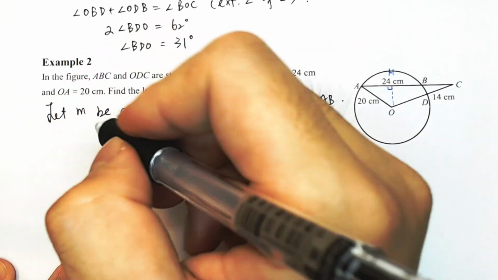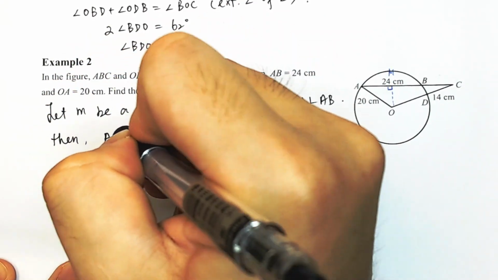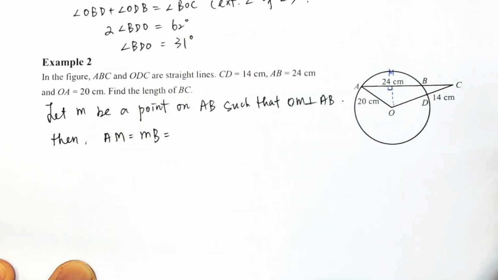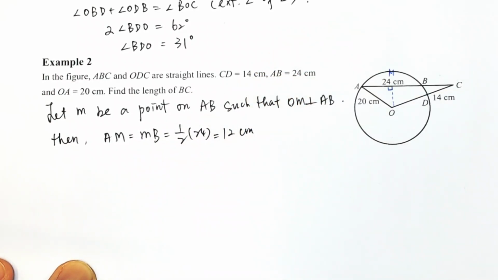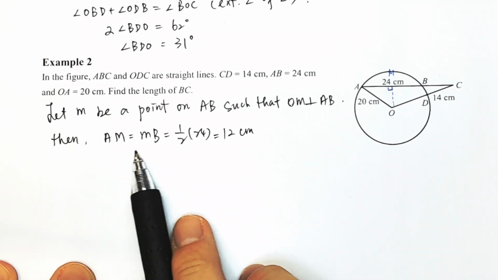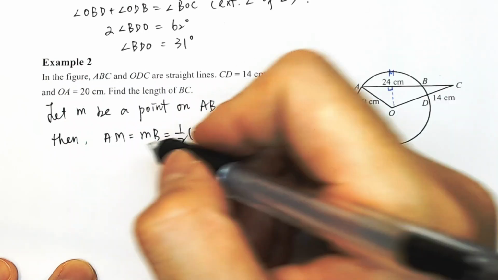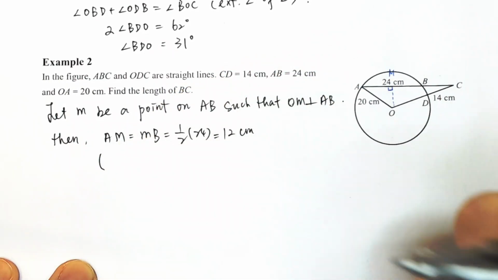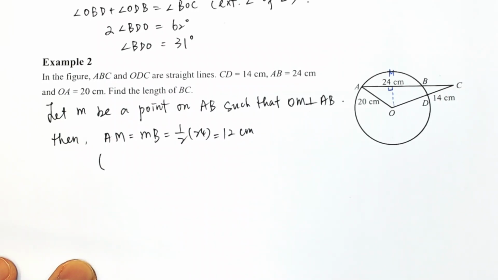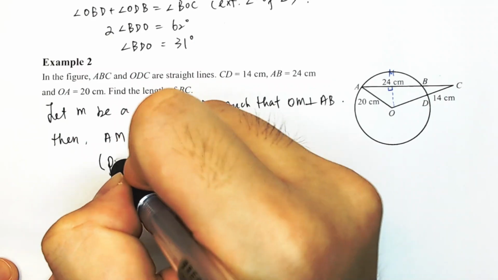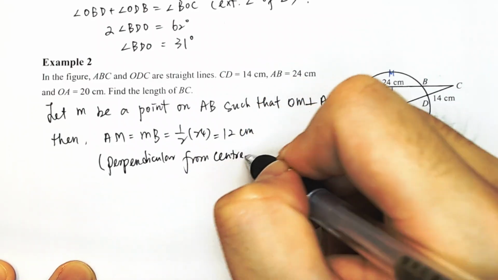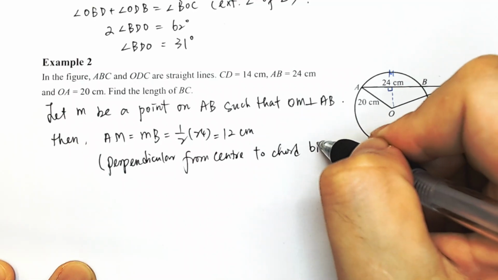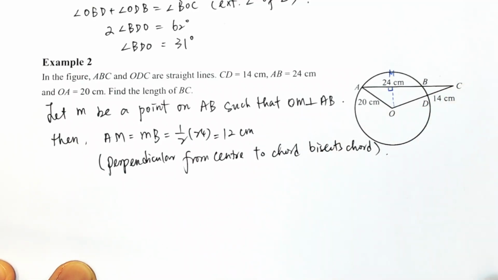And once you create it in the figure, we have a certain result. Then AM is equal to MB, and is half of 24 equals 12 cm. And what's the reference here? Is the perpendicular from center to chord bisects chord. Okay, this is the result. The result is to bisect a chord AB. So we write the reference here. It's a bit long. It's okay for you not to write the relation and the reference on the same line. Perpendicular from center to chord bisects chord.